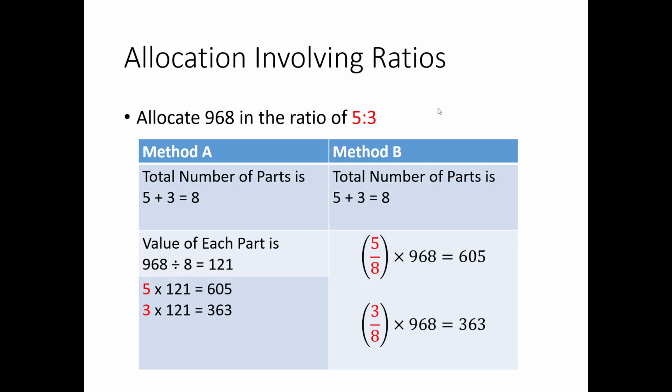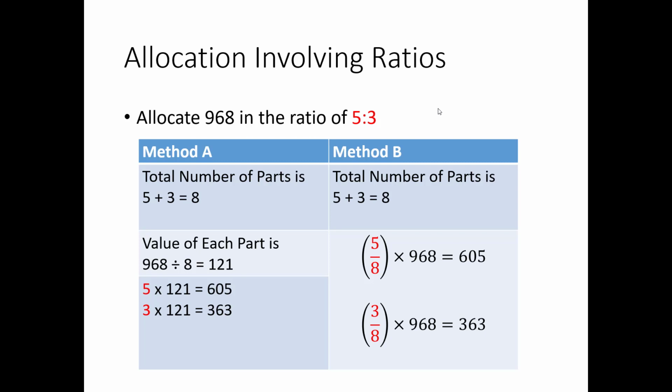I find that a little clunky. I'm explaining it here and I get it mathematically, but conceptually it just seems like a lot of work to me. So method B, I think most find method B a little easier to work with. I still start off with, I have 8 parts, 5 of which go to warehouse A, 3 of which go to warehouse B.